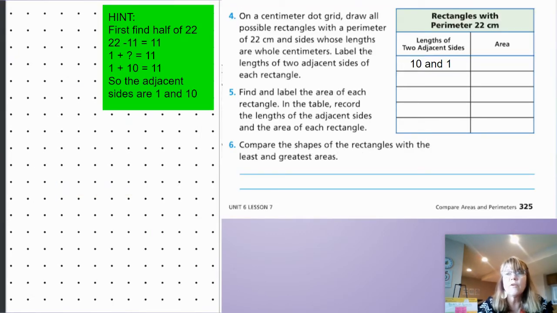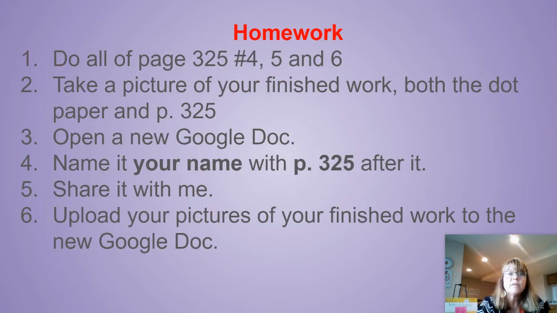Now you are going to start with numbers 4, 5, and 6. And this is going to be your homework. I gave you a hint here. First, find half of 22. Half of 22 is 11. 1 plus what is 11? 1 plus 10. So the adjacent sides for the first rectangle that you're going to draw are 10 and 1. And then you're going to find the area, just like we did with 1, 2, and 3. You're going to do this for 4, 5, and 6. So that is your homework for this evening.